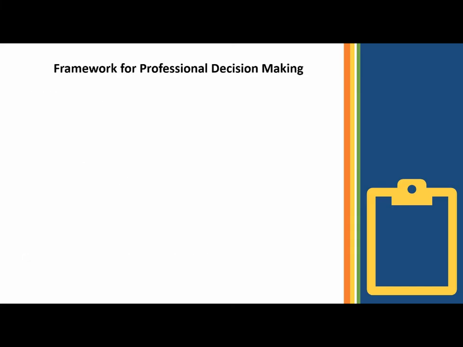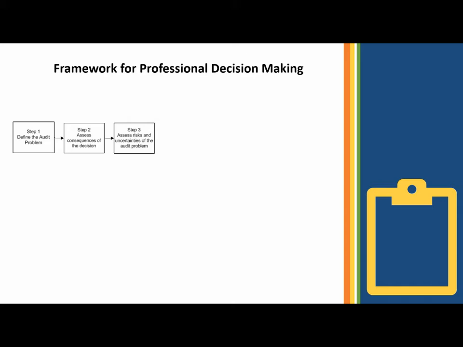So next is the framework of professional decision making. Step 1, you're going to define that audit problem that you've got. And step 2, you're going to assess the consequences of that problem and understand the decisions that could be made with that problem. You're going to assess the risk and uncertainties of that audit problem, and then evaluate the audit information that's out there that you can gather in the different alternatives.